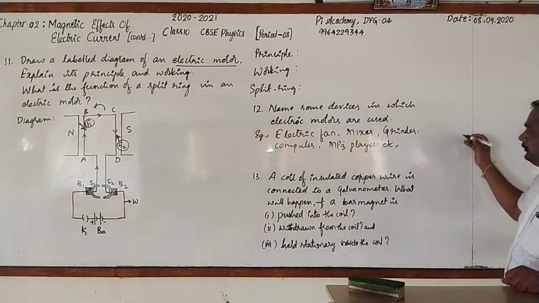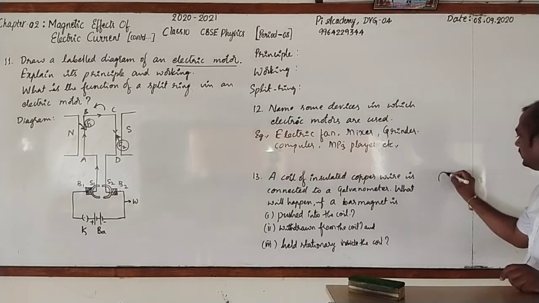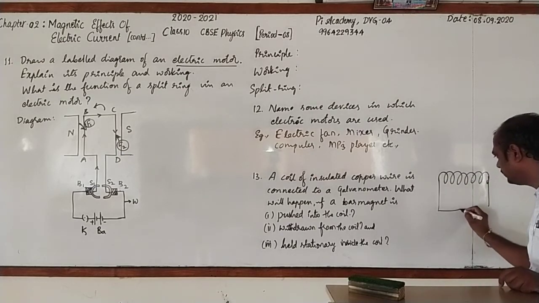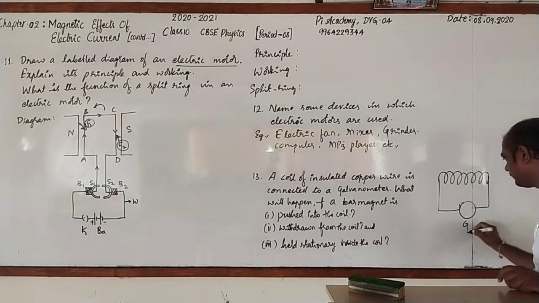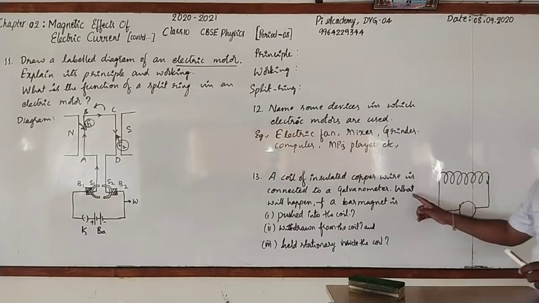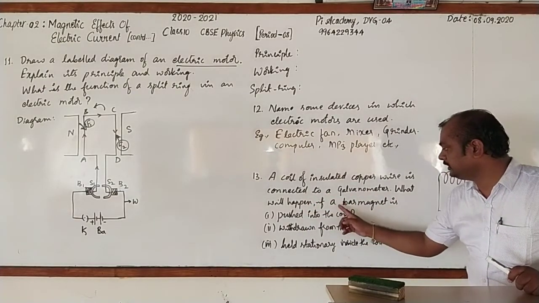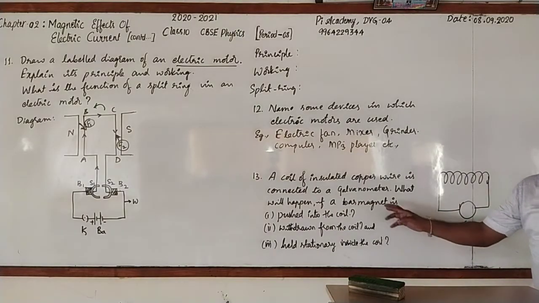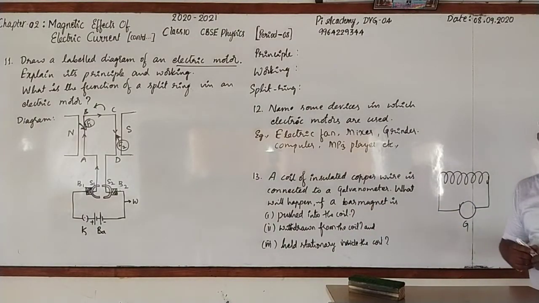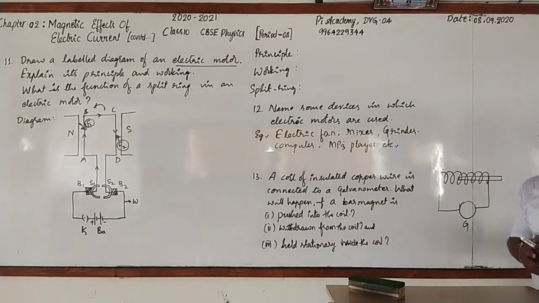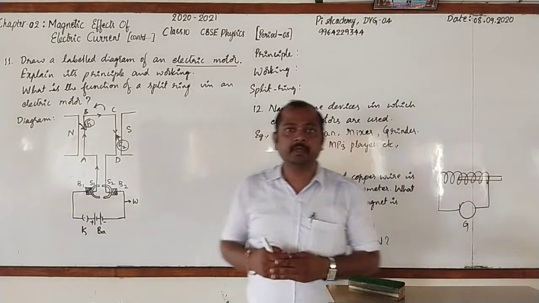Here I am going to draw that. Observe it. This is the coil and it is connected to the terminals of a galvanometer. Then the sub questions are like this. What will happen if a bar magnet is, first one, pushed into the coil? See that I am going to take a bar magnet. It is to be pushed into the coil. Could you tell what may happen?